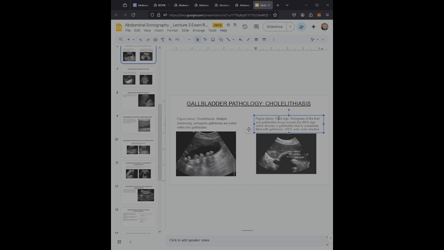This is on a sonogram of the liver and the gallbladder fossa. And this denotes a gallbladder that is completely filled with gallstones.